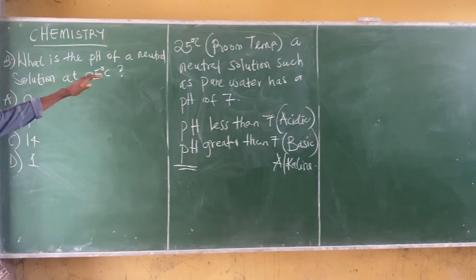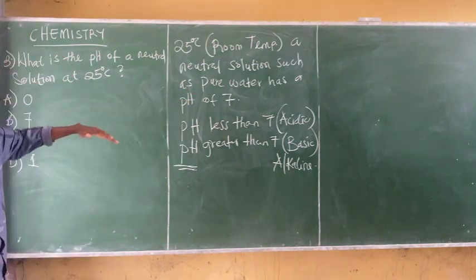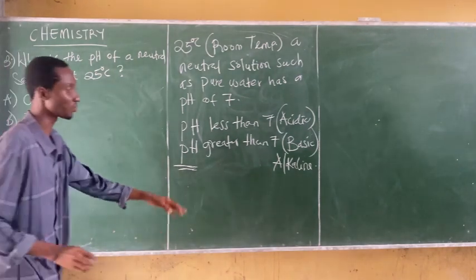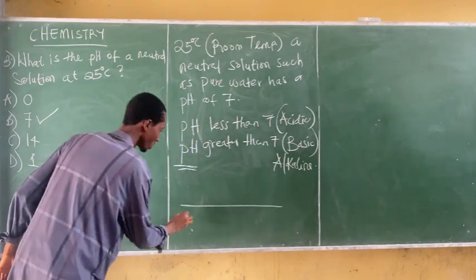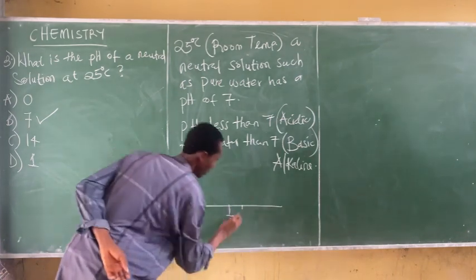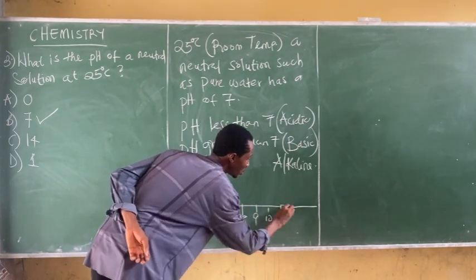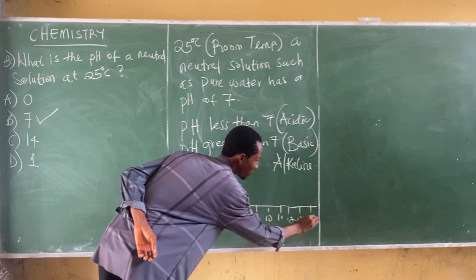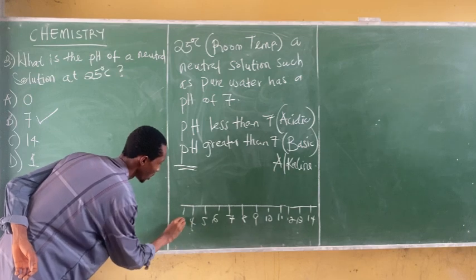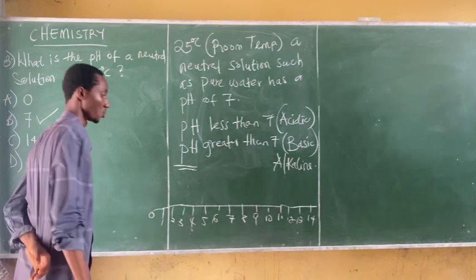The question says, what is the pH of a neutral solution? Don't forget, a neutral solution such as pure water has a pH of what? 7. So we have 7 here. The pH scale, don't forget, ranges from 0 to 14. So we have here 7, 8, 9, 10, 11, 12, 13, and 14. Here we have 6, 5, 4, 3, 2, 1, 0.